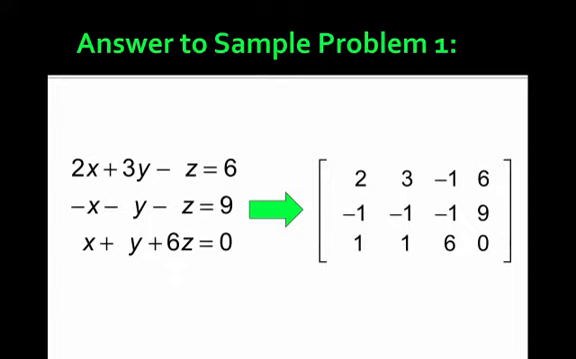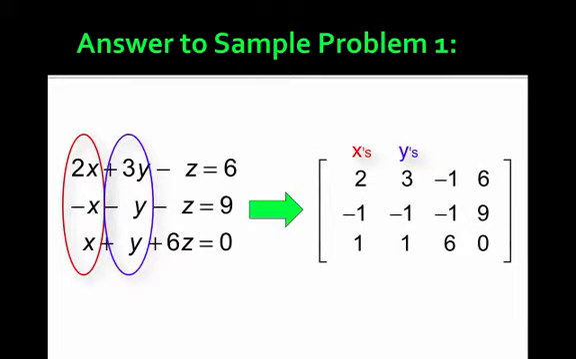To start, you will write down all the coefficients and the answer values, including all the minus or negative signs. If there is no coefficient in front of the variable, use the understood coefficient 1. So looking at the matrix, reading down each column, you will see that 2, -1, and 1 correspond to all the x coefficients. 3, -1, and 1 correspond to all the y coefficients. -1, -1, and 6 correspond to all the z coefficients. And finally, 6, 9, and 0 correspond to the answer values.